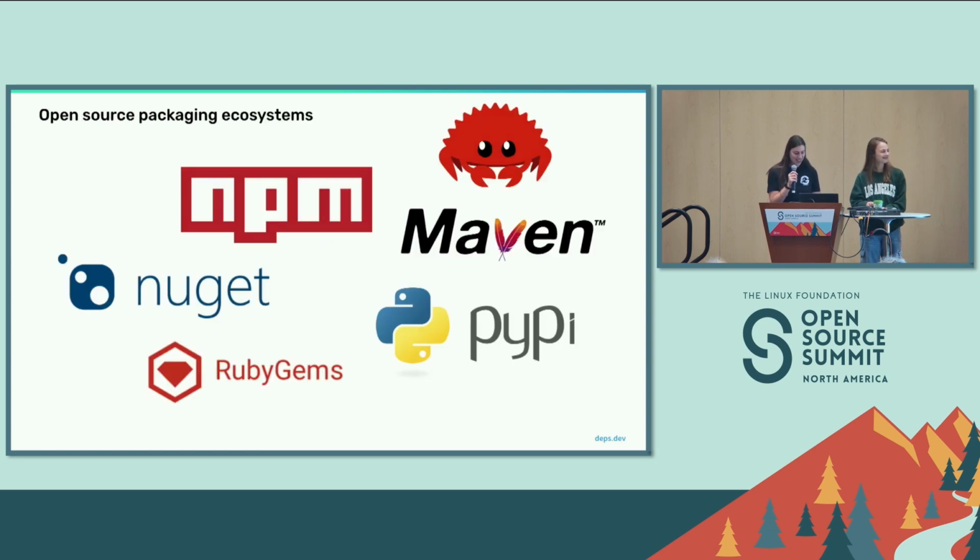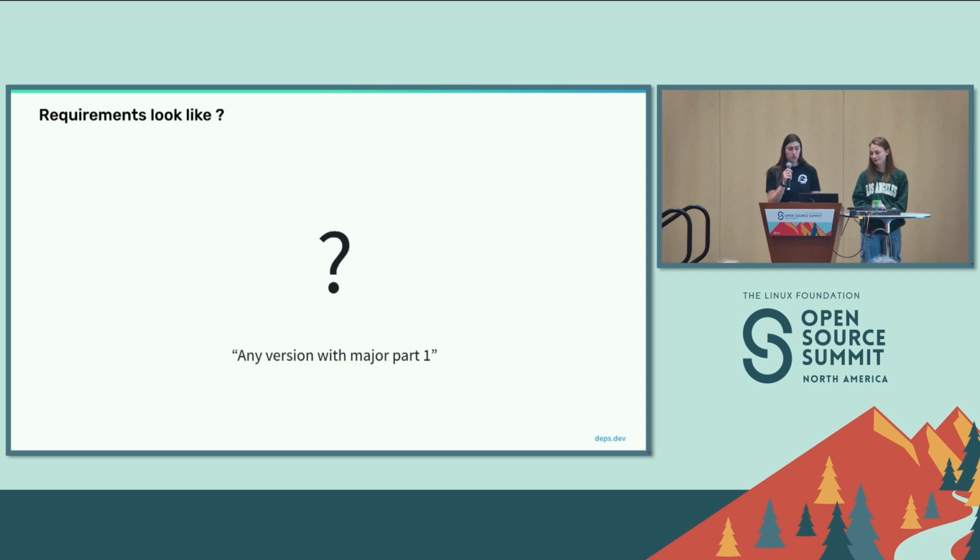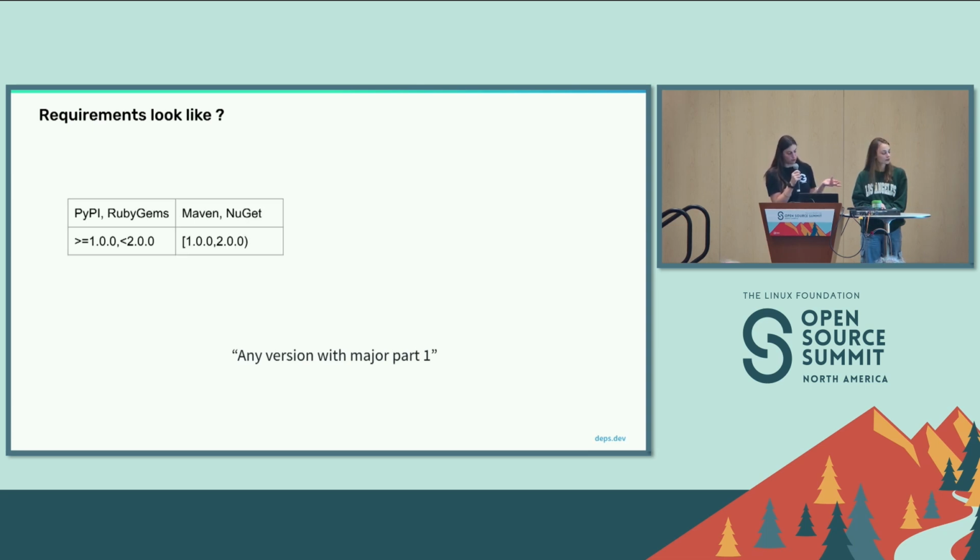Here are a few of the ecosystems that we study in Deps.dev. We have NPM, Rust, Maven, RubyGems, and so on. Each of these ecosystems, of course, has its own requirement syntax. So to describe any version with major part 1, we need to know what ecosystem we're in first. So in PyPI and RubyGems, we write it like this, using the comparator operators. So this is greater than or equal to 1 and less than 2. But in Maven and NuGet, you would also have interval notation.